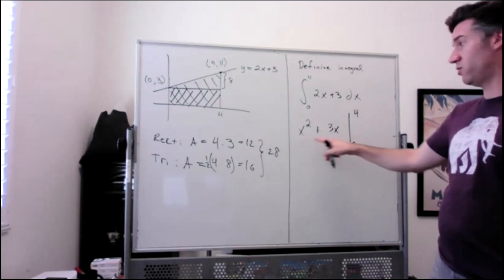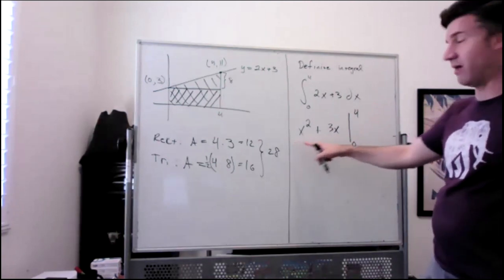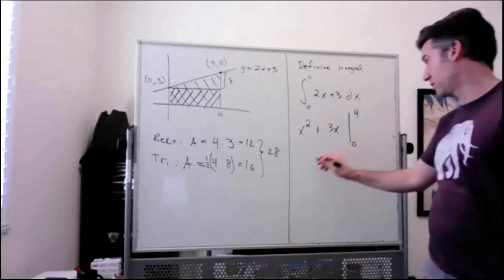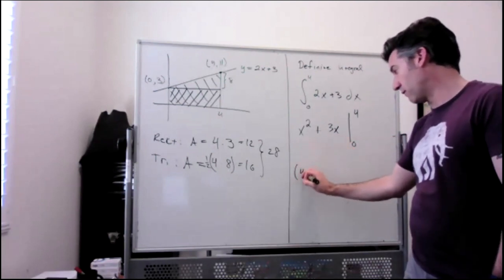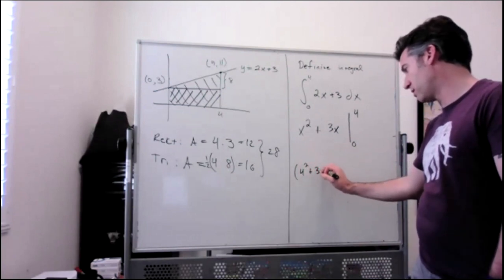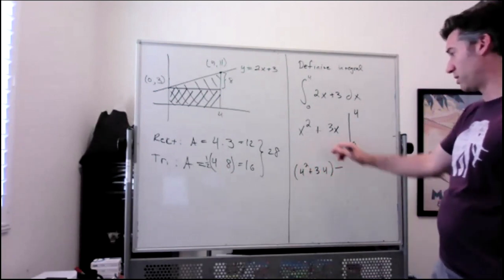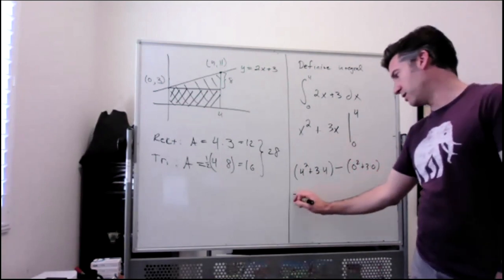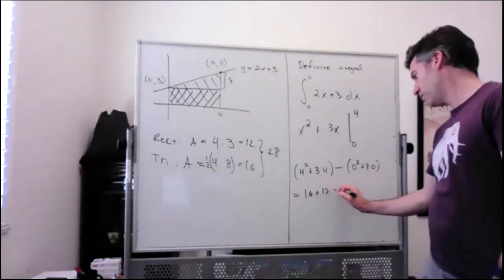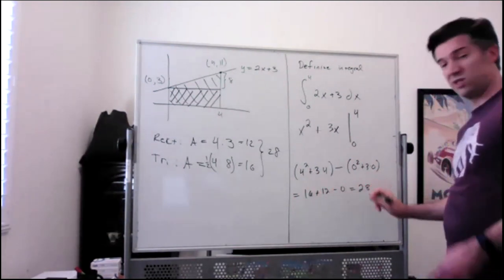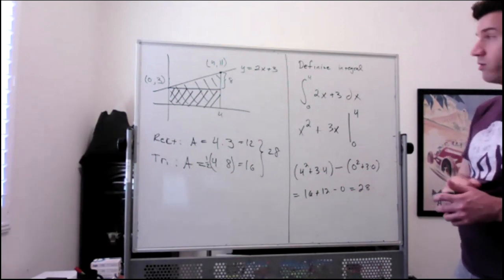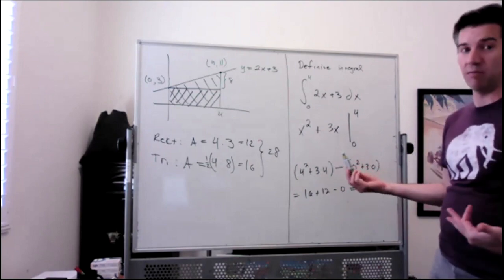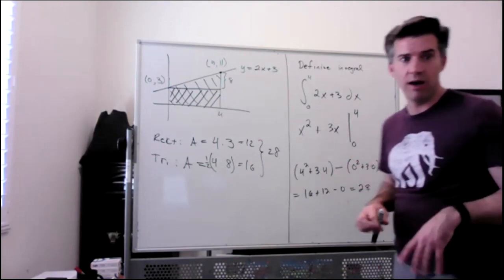So we find our antiderivative, and then we evaluate it at the rightmost endpoint, and then we subtract and evaluate it at the leftmost endpoint. So I'm going to plug in 4, and you get 4 squared plus 3 times 4, minus, plugging in 0, 0 squared plus 3 times 0. That ends up being 16 plus 12 minus 0, which is 28. So we've seen 3 different ways to calculate the area under a curve, and they all gave us the same number, which is good because it would be worrisome if they didn't.